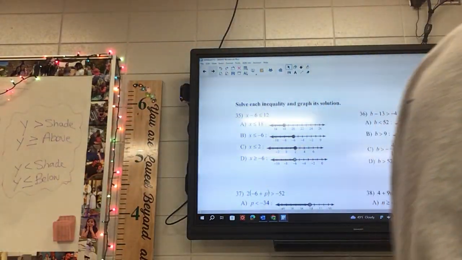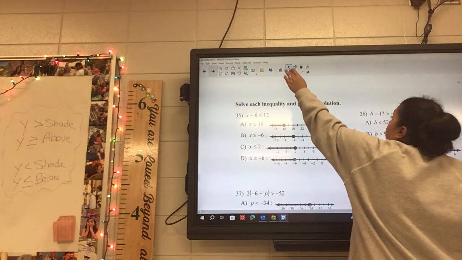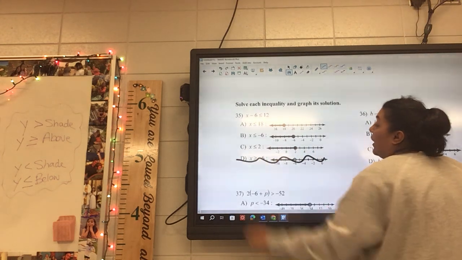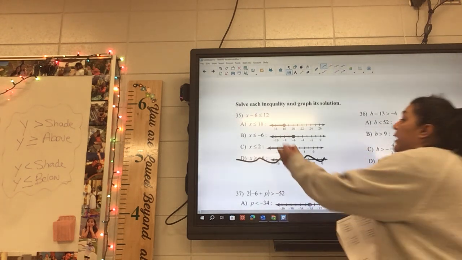So if we look at 35, the easiest thing you can look for, what kind of dot should it be? Should it be open or closed dot? It should be closed. So what can I eliminate? I can eliminate D. Okay. Our step would be to add 6 on both sides. So what is 12 plus 6? 18. So it's got to be A.